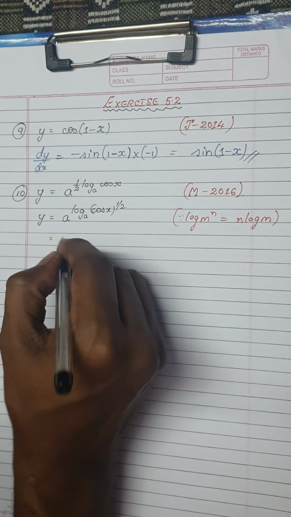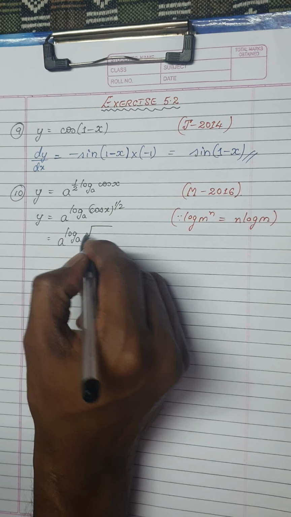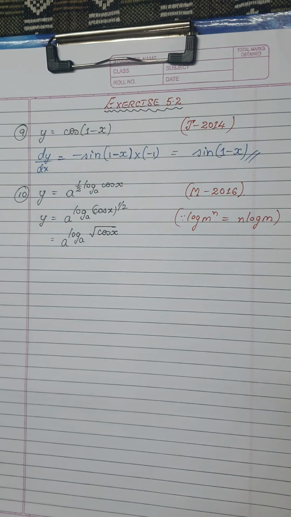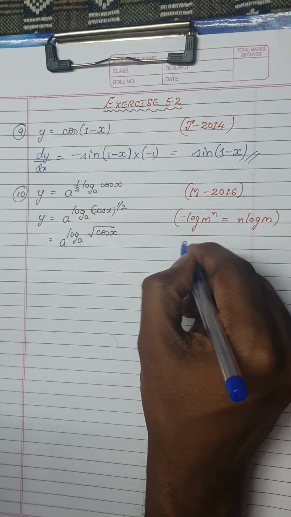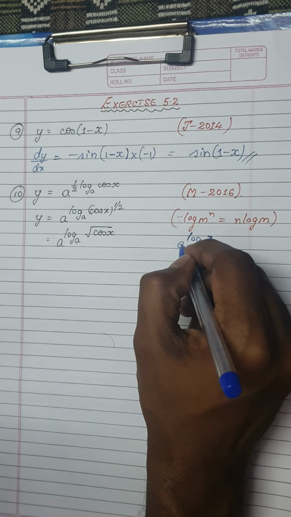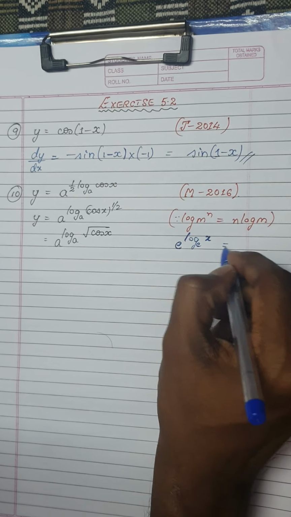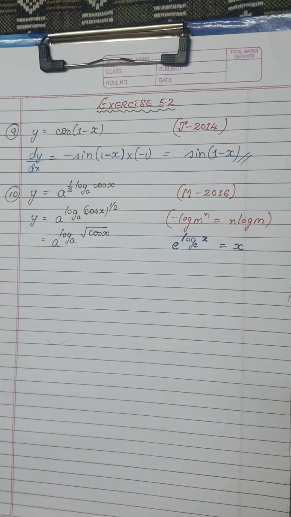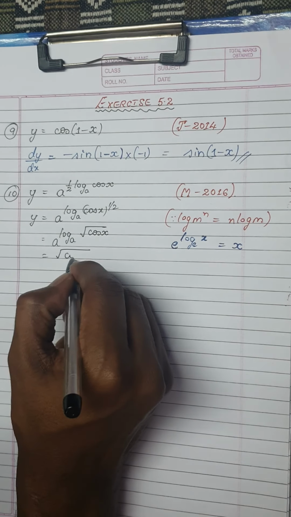So this is nothing but e power of log of root cos x, since power half is nothing but root, so it is root of cos x. Now there is a concept here: if you have e power of log of x to the base e, where the base of the log and this base e are the same, then we can write it as x for x greater than 1. So according to this, I am left with just root of cos x.